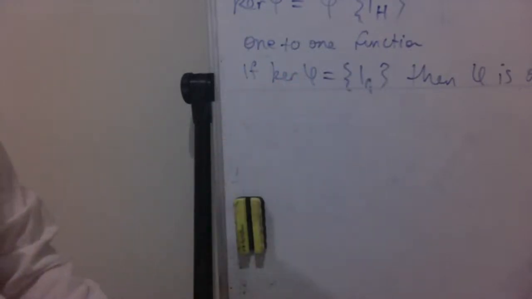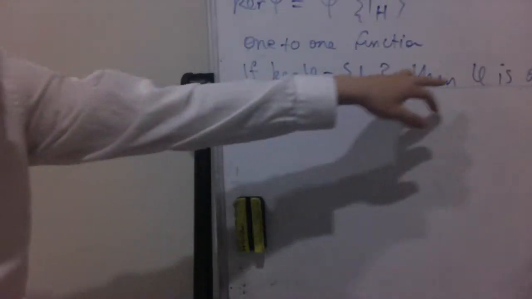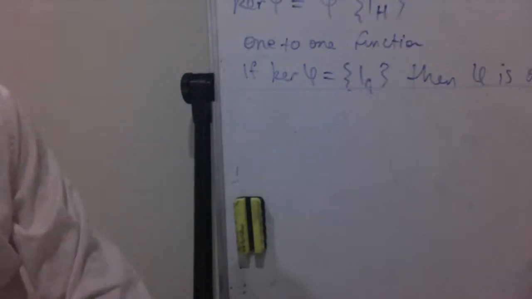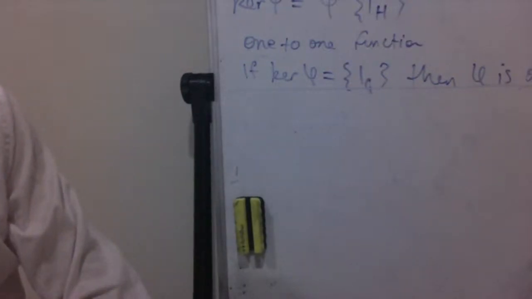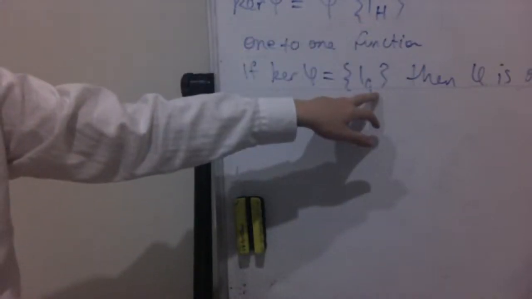You know what one-to-one is? You explained it. It's basically like a reversible function, like x cubed. David, you're understanding this rather well. I think you just don't like working so hard to understand it. Anyway, if the kernel of phi is equal to this, then phi is one-to-one. So if the only thing that goes to the identity is this, then it's one-to-one.